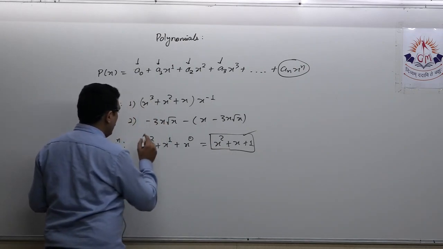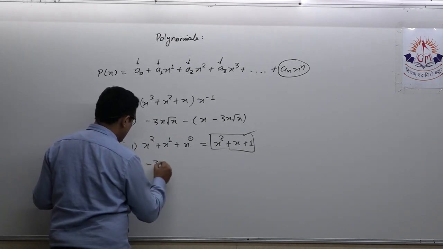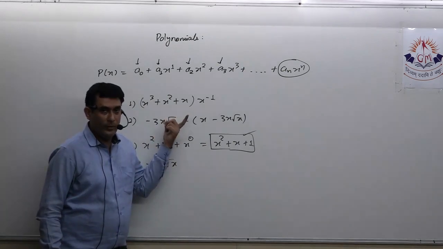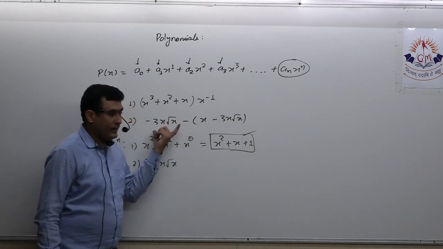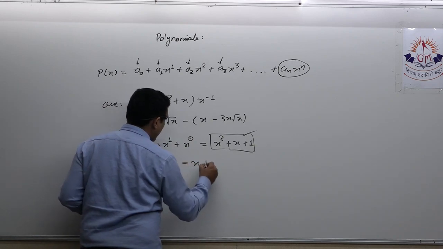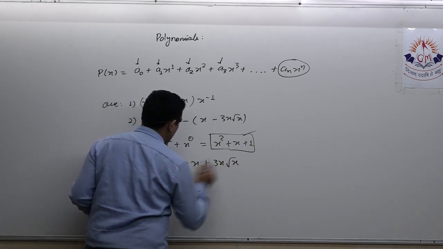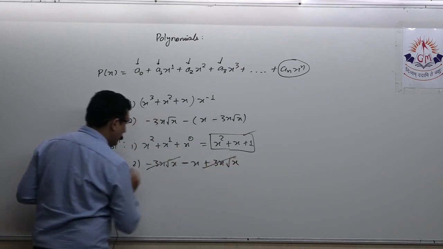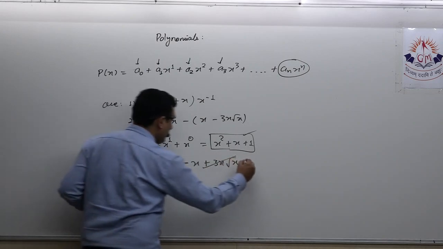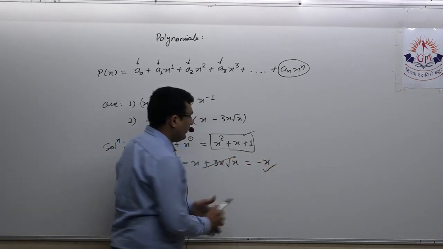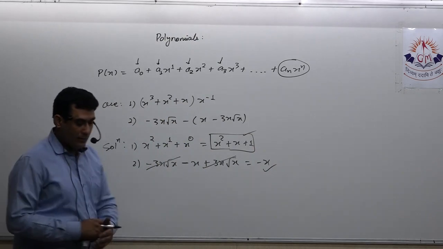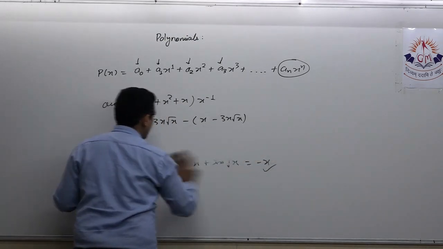Now over here, if I open the bracket, minus 3x root x. Just at first look, it gives root x, and root x means x raised to 1 by 2, so it's not a polynomial. But unless we open and simplify it, we can't reach any conclusion. So over here you can see these two terms, 3x root x with negative and positive signs, will cancel out. What are we left with? Only minus x. Yes, this is a polynomial because the power of the variable is 1, which is a whole number. In this way it is easy to identify whether the given expression is a polynomial.